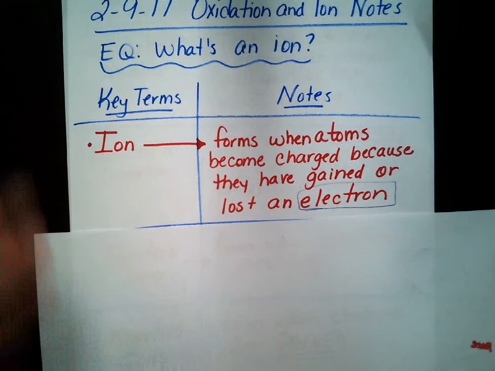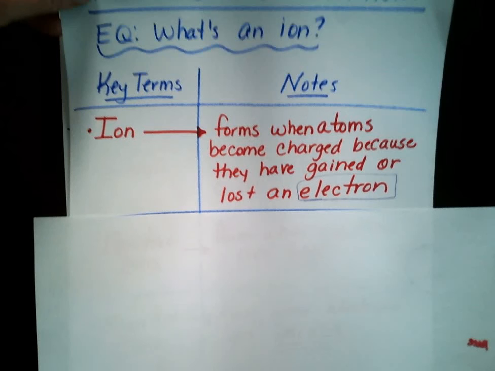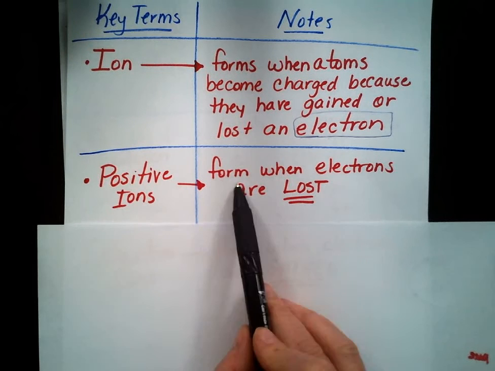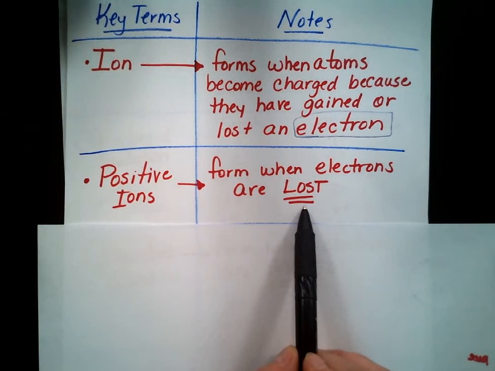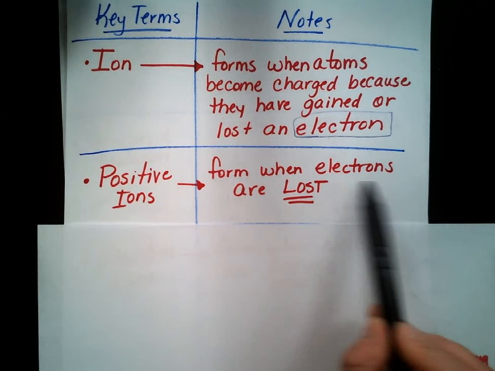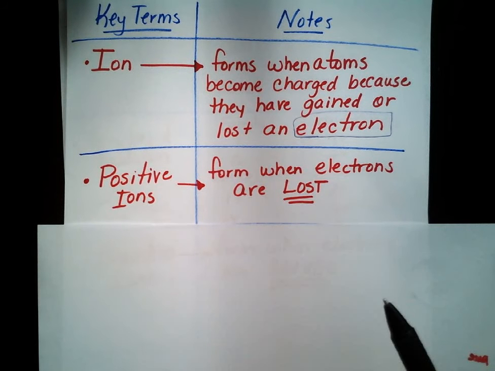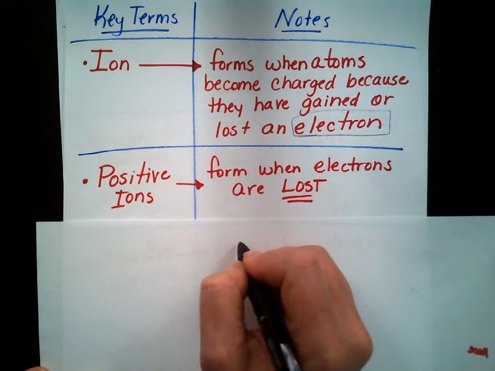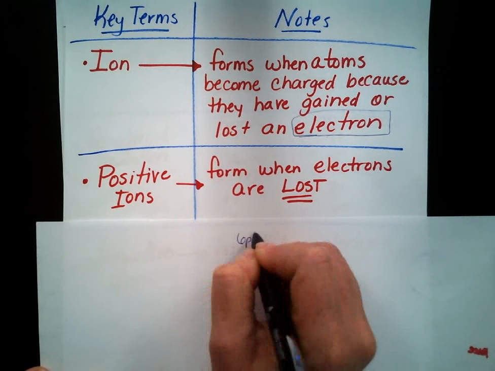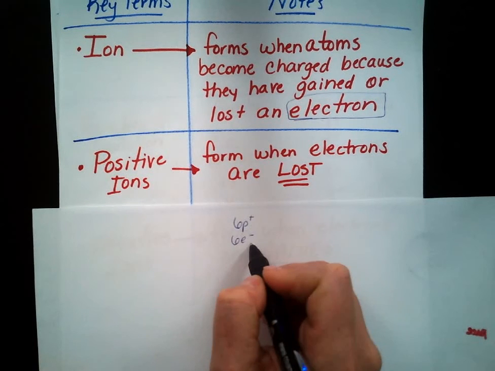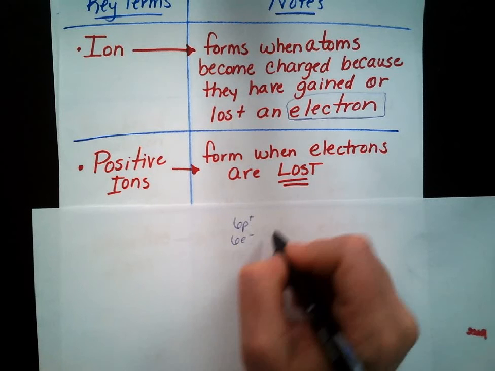So a positive ion, which we've talked about in class before, and again, pause this if you need to get the definitions, forms when electrons are actually lost. Remember, electrons have a negative charge. So if I'm giving away an electron, I'm going to become overall positive. For example, if I have 6 protons and 6 electrons, protons are positive, electrons are negative. If I add those together, that's going to give me 0.